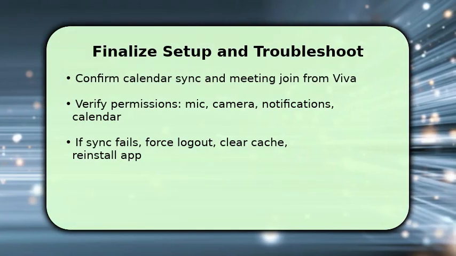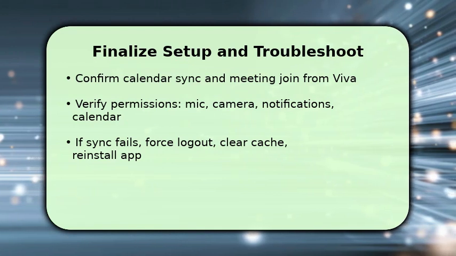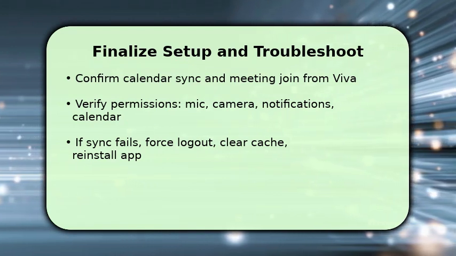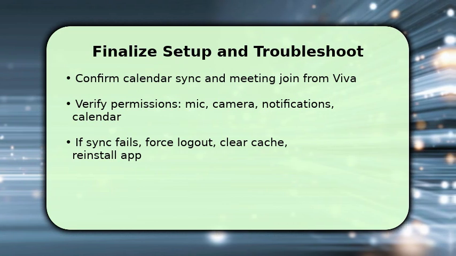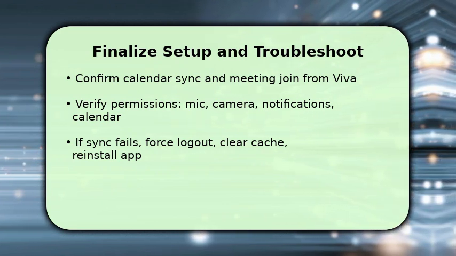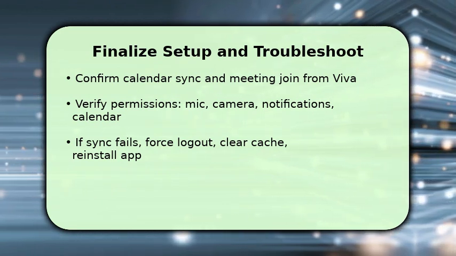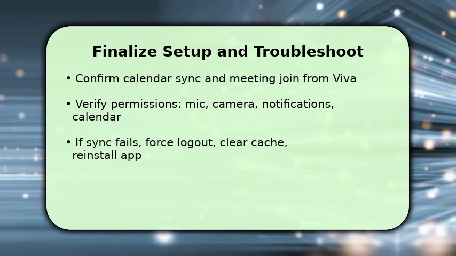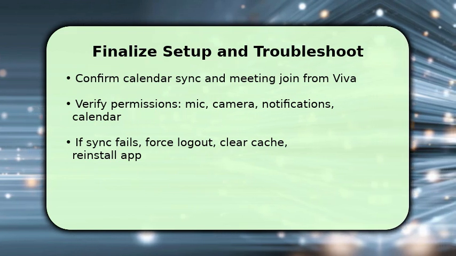Complete setup by confirming calendar sync and testing a meeting joined directly from Viva so links and times are accurate. Once done, verify app permissions for microphone, camera, notifications, and calendar to ensure full functionality. Make sure background app refresh is enabled.